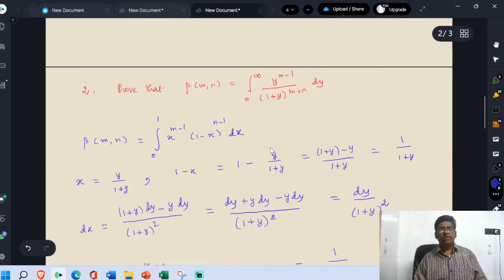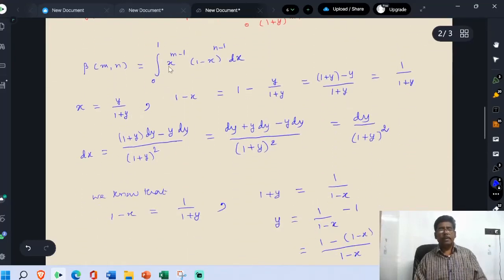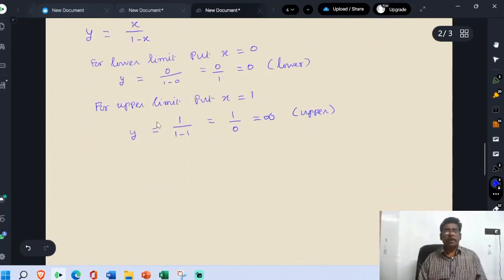If you substitute x by y divided by 1 plus y, 1 minus x in terms of 1 divided by 1 plus y, and dx in terms of dy divided by (1 plus y) whole square, the limits are changed from 0 to 1 to 0 to infinity. Now substitute all these values. Write down beta of m comma n, which is equal to the integral, limit varying from 0 to infinity.